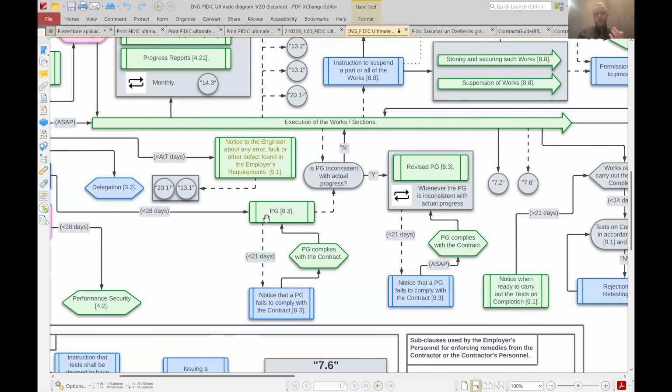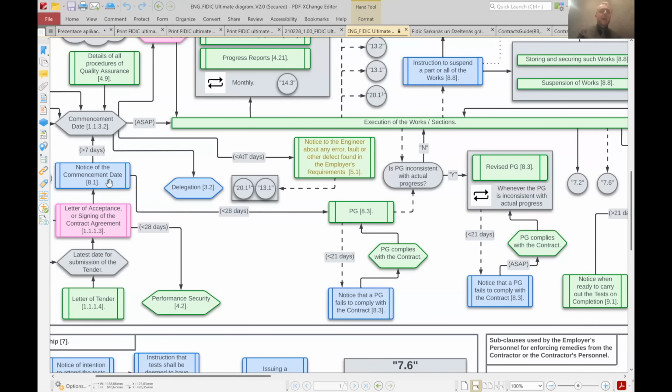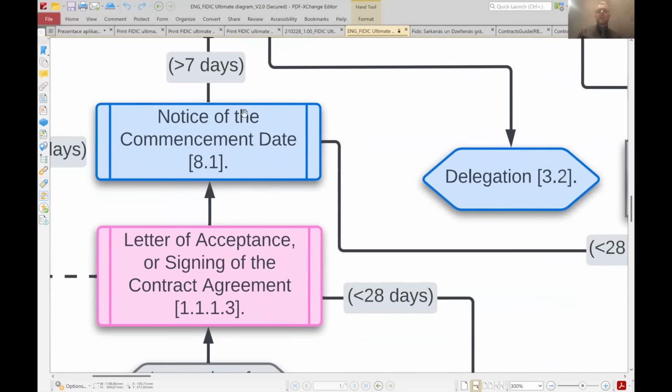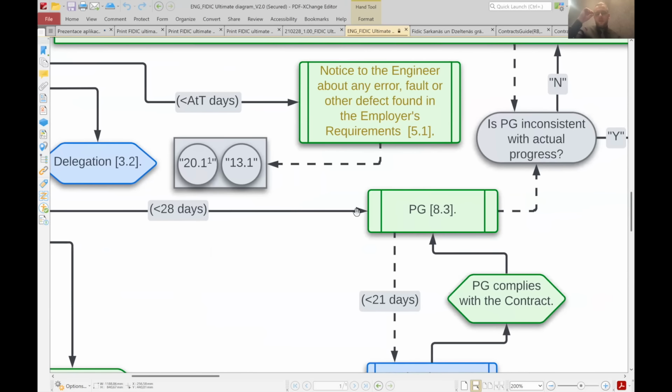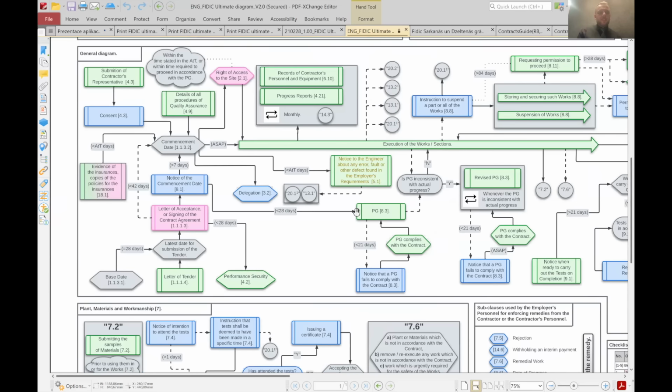So the contractor should create the program 28 days after the notice of commencement date. Again, you can see that this little correspondence, the notice of the commencement date, is quite important, because there are already quite a few other procedures that say what to do after that. That's the reason why I think the FIDIC Ultimate diagram is great, to see these little connections to different parts of the contract.